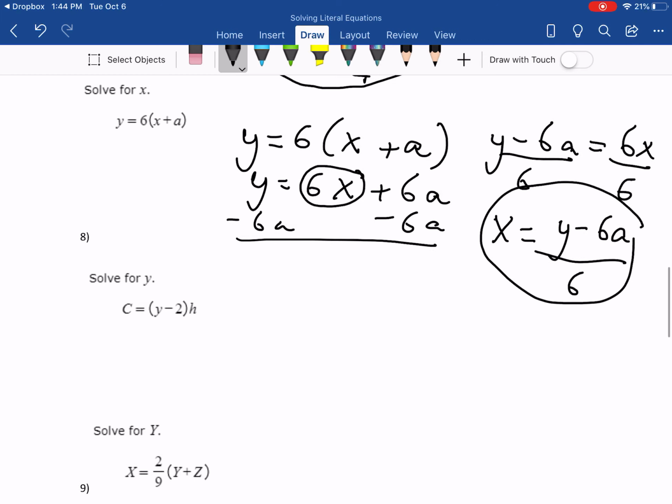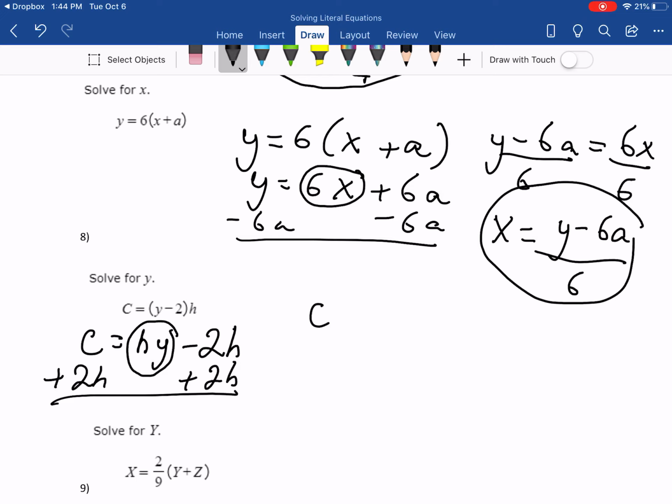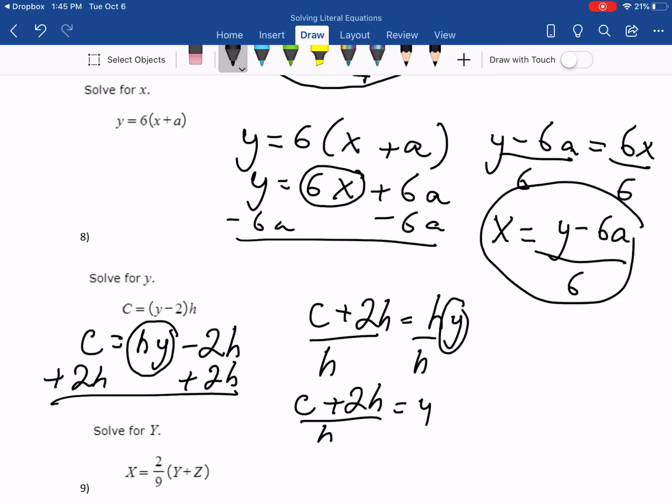Okay, number 8. So we'll distribute out the h. C equals hy minus 2h. Okay, so we'll isolate the hy term, add 2h to both sides. C plus 2h equals hy. And now we want to get y alone. Divide each side by h. So c plus 2h over h is equal to y. And of course, flip it. Y is equal to c plus 2h over h.